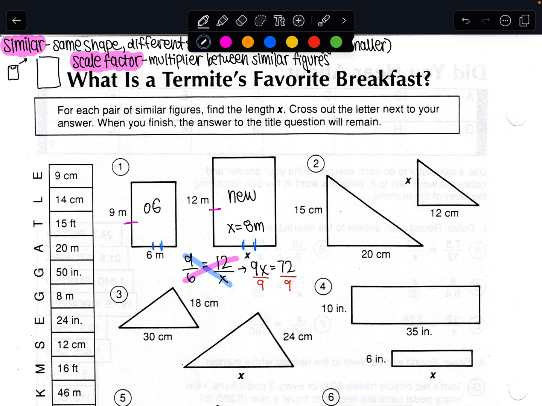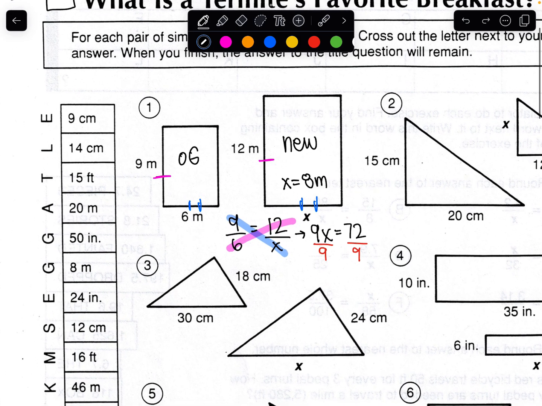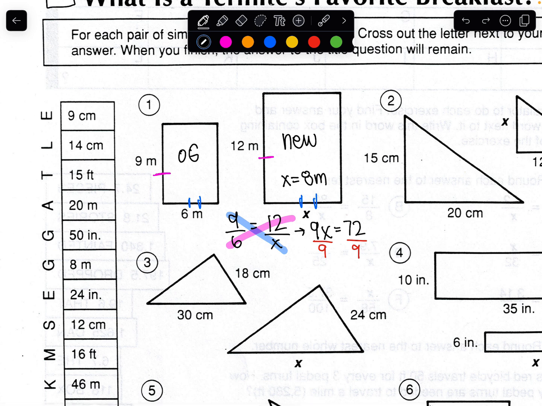And if you go ahead and look at the instructions for this one, it says to cross out the letter next to your answer. When you finish, the answer to the title question will remain. So instead of like highlighting it, I'm actually going to cross it out. So right here, I can see 8 meters. So I'm just going to get rid of that. Okay.